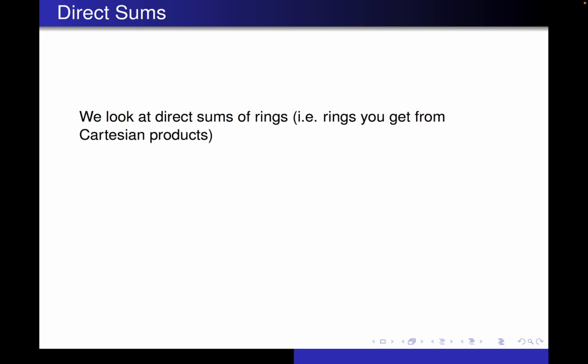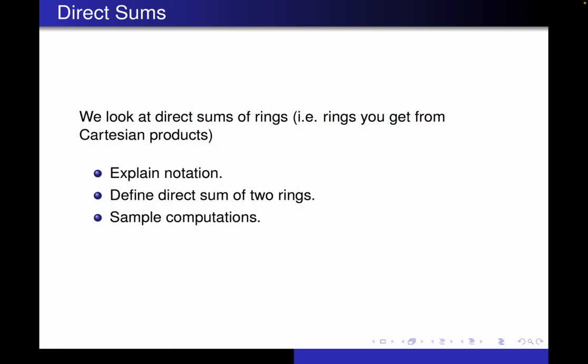Now we're going to look at one last example of creating one ring from another, and that is going to be what is called the direct sums of two rings. Direct sum is kind of a weird term to use, but really this is just the rings that you get from Cartesian products like we looked at in class. So first we're going to explain the notation, then we're going to define what the direct sum of two rings is, and we'll do some sample computations.